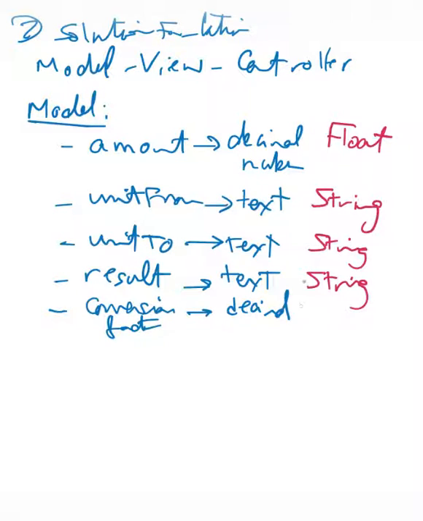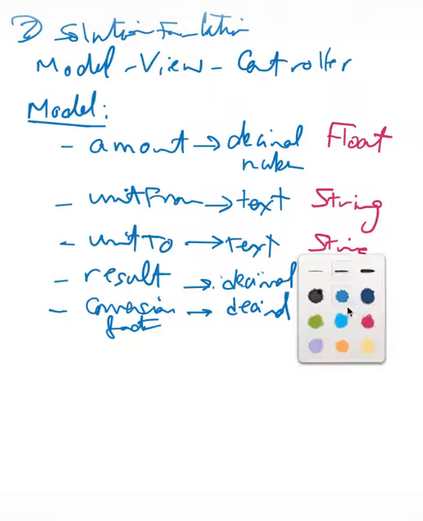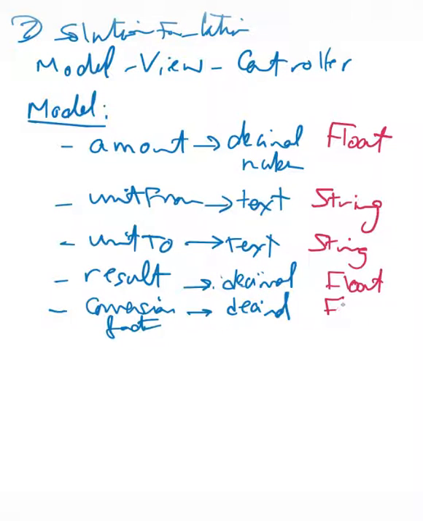I'm sorry, result is not text. I'm not focused. Result here is a decimal number. So we will use float for both the result as well as the conversion factor. Conversion factors, we can use as variables, or we can provide them as constants inside our code, and we'll look at that and see how we're going to do it.